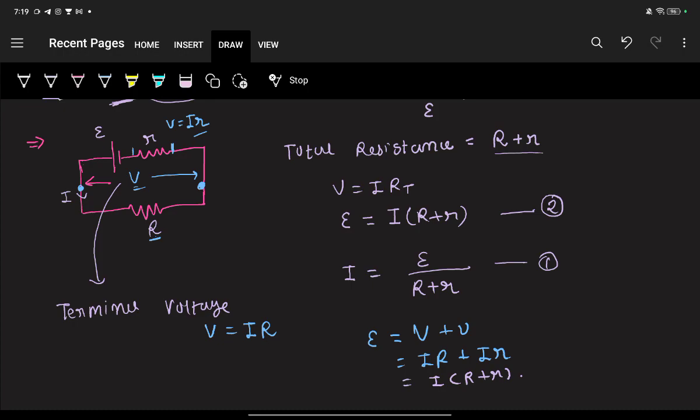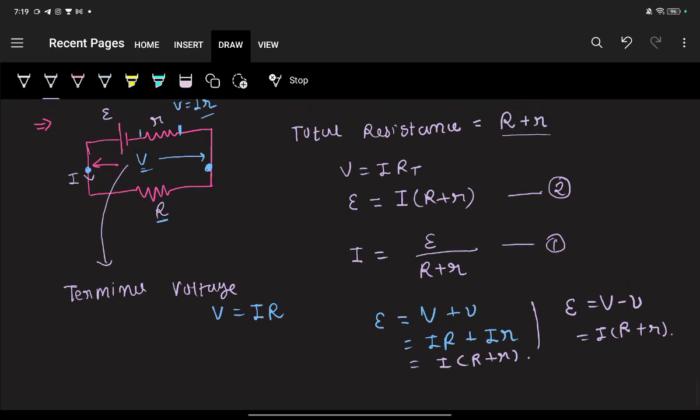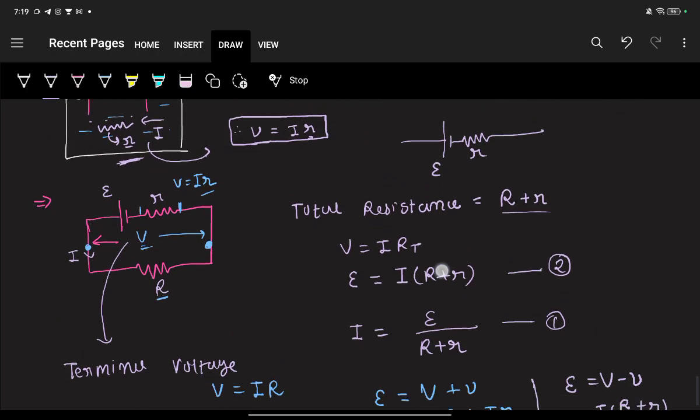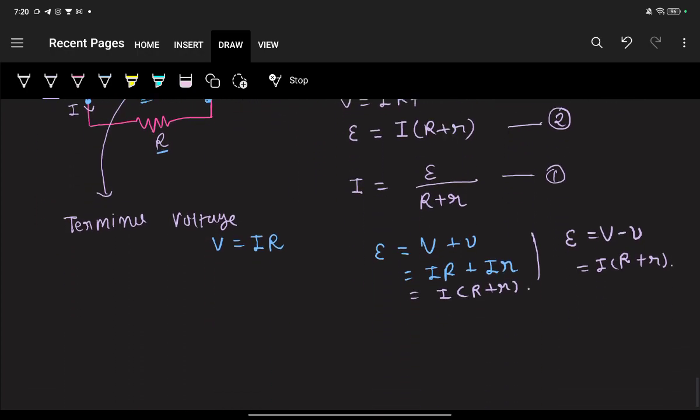So it is either V plus v or V minus v. Yes or no? Alright. So this was the relationship between terminal voltage, EMF, and internal resistance.